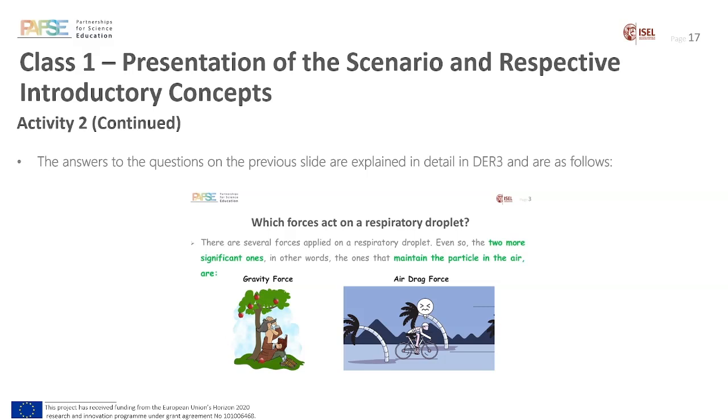There are several forces applied on a respiratory droplet. A respiratory droplet is a fluid, so we will specify a flow, in this case respiratory droplet, for the meanings of this project, because students will analyze how particles spread through air. Even so, the two most significant forces, in other words, the ones that maintain the particles suspended in the air, are the gravity force and the air drag force, the air resistance force. These are the two main forces that are applied to an airborne particle. So these are the forces that condition the flow of this fluid. In this case, the fluid is the airborne particle.